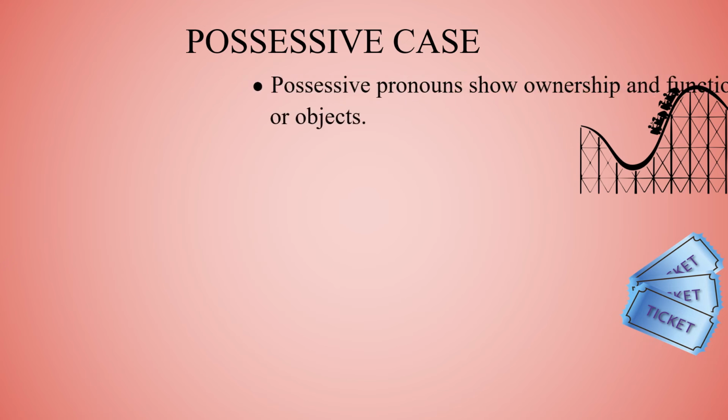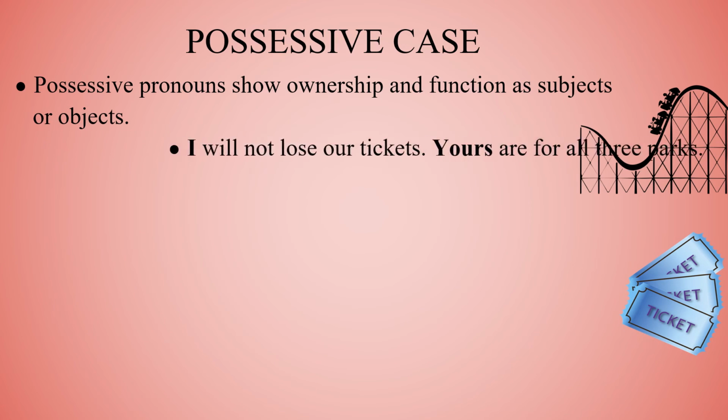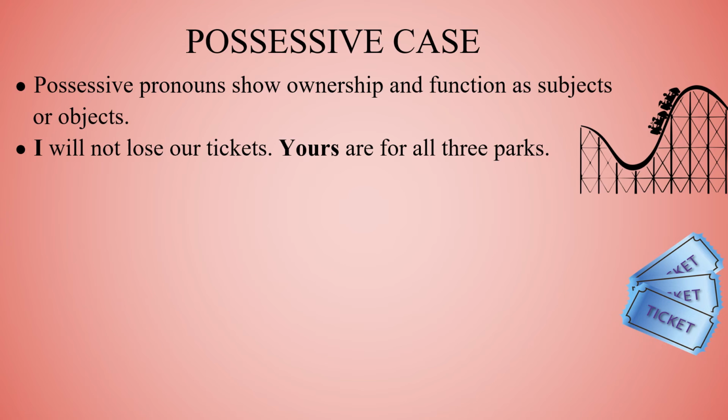Possessive case pronouns show ownership and they function as subjects or objects of sentences. The first example, I will not lose our tickets. I is the subject of the sentence. Yours are for all three parts. Again, yours, the possessive pronoun functions as the subject of that sentence.